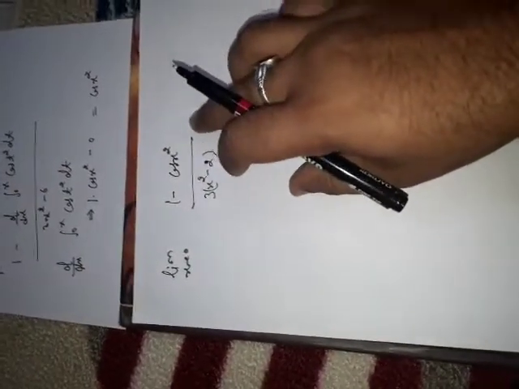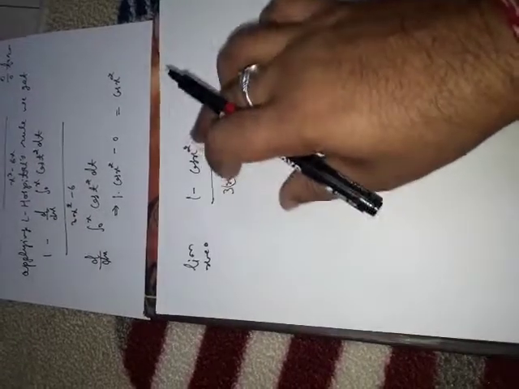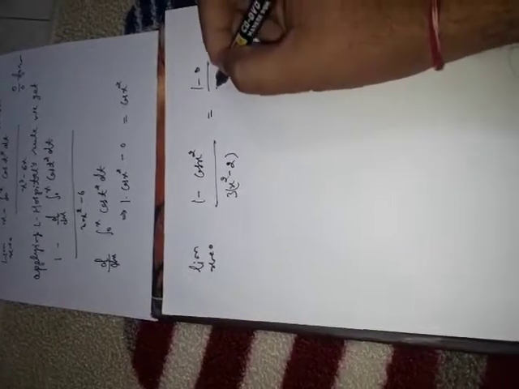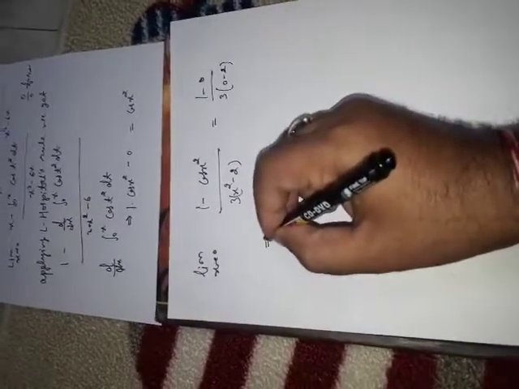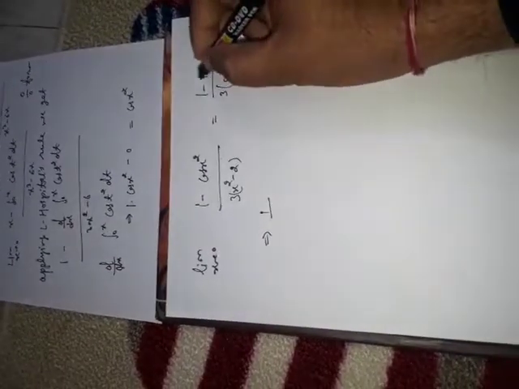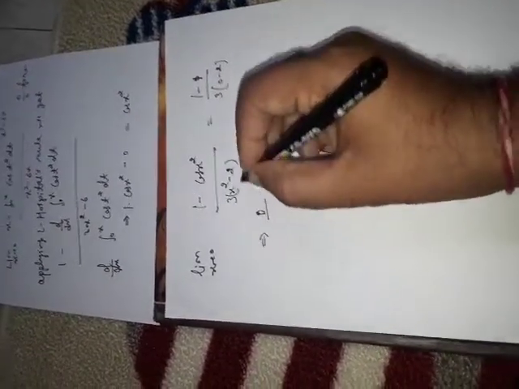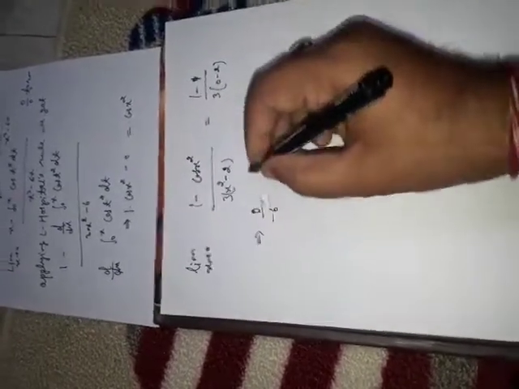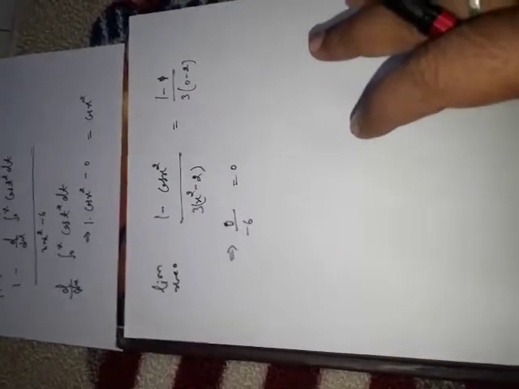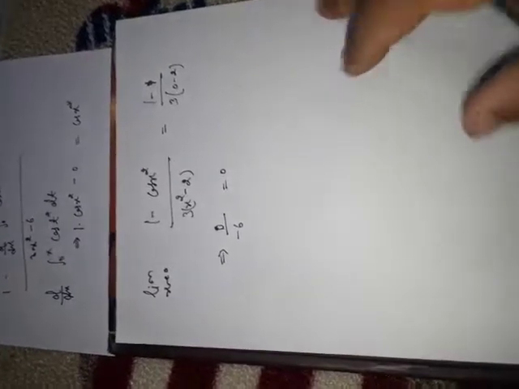Okay, limit x tends to 0, applying the limit, this will be 1 minus 0 upon 3 times 0 minus 2, which is 1 upon, sorry, this is 1 minus 0 upon minus 6. As we see, now I hope you understand how to evaluate the limit by applying the Newton-Leibniz formula. Thanks for watching.